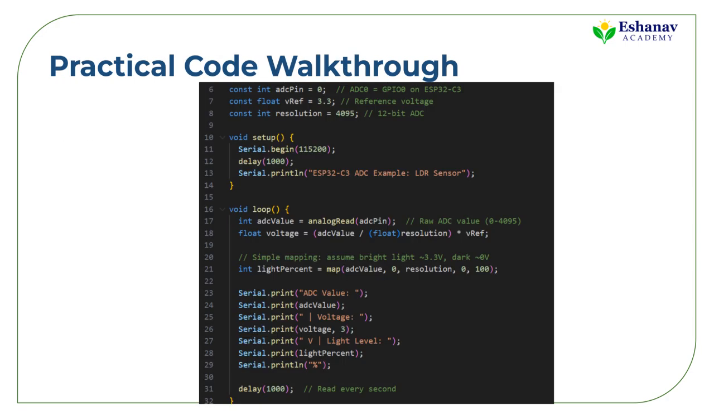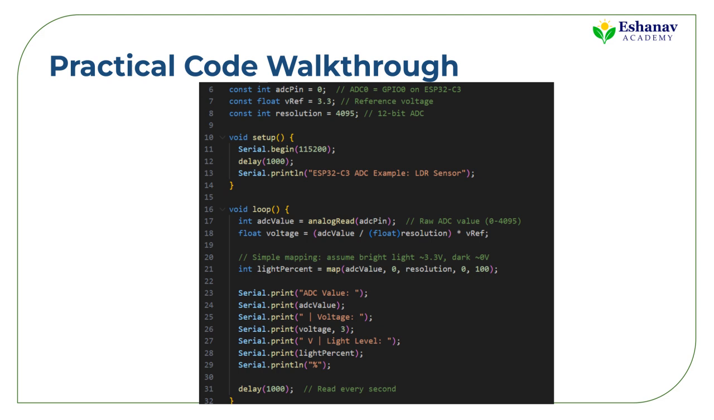In code, we'll keep it simple. We read the ADC pin using analogRead, normalize the raw value into volts, and then map that range into a percentage for readability. Think of the percentage as a crude light level meter. In real projects, you'd refine this further using calibration data or by logging values under known conditions.